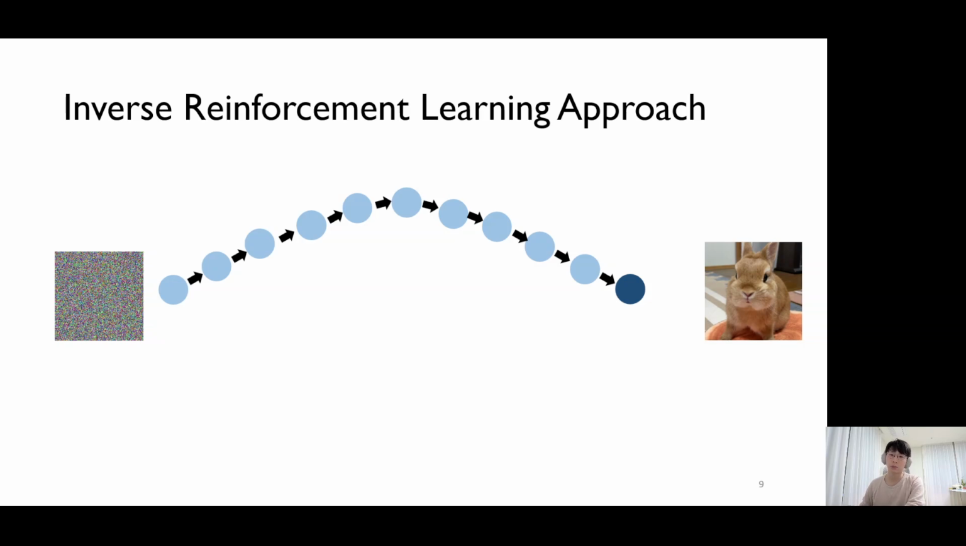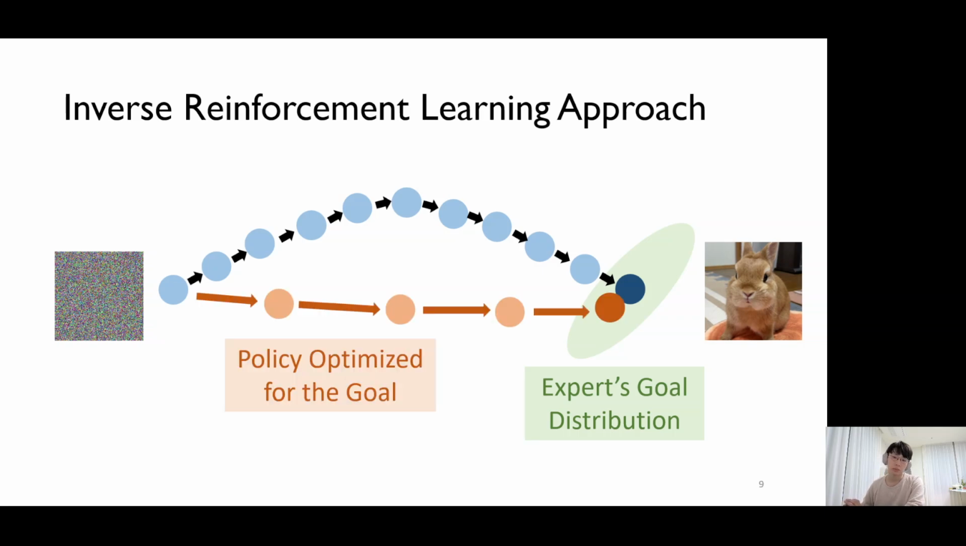How can we remedy this problem? In this paper, we propose an inverse reinforcement learning approach for fine-tuning the short diffusion models. Inverse reinforcement learning is another imitation learning algorithm, which first estimates the reward or the goal of the expert from the demonstration data, and then uses this estimated goal distribution to optimize the policy. In this way, we can directly train a short-run diffusion model to generate high-quality samples under a small number of time steps.